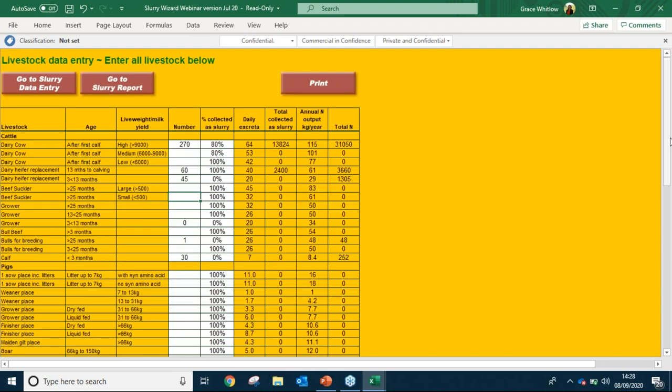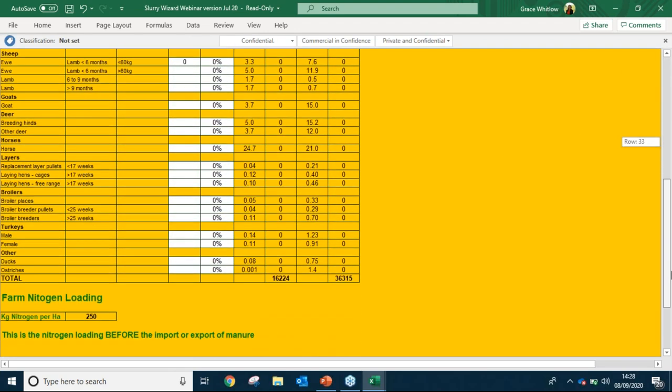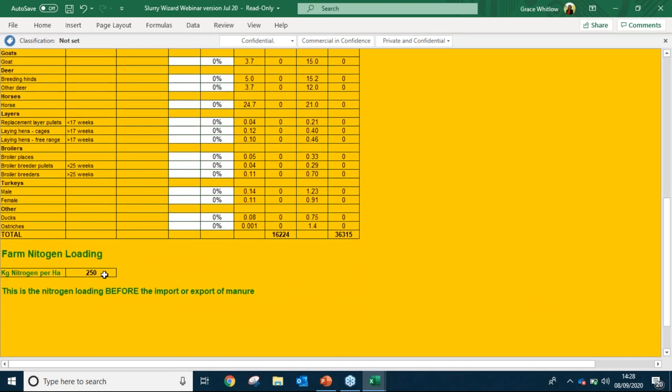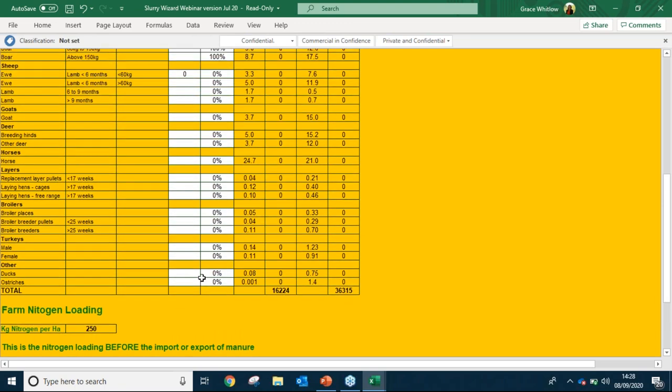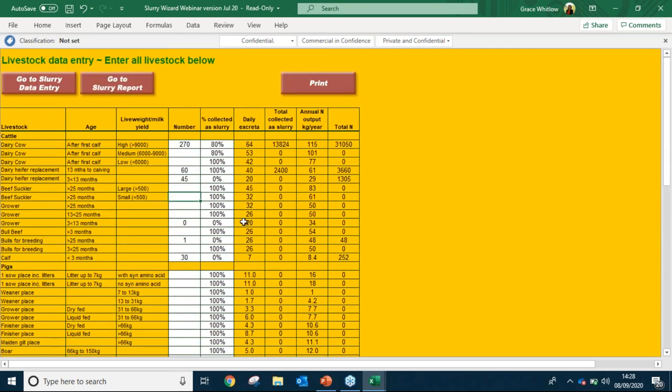I'm sure if we go back to the livestock entry page, our kilograms per hectare is now a problem to us. We've now got 250 kilograms a hectare, so we have to address that. We may need to apply for a derogation, if one might be available, or we need to think about exporting slurry or getting hold of some extra land somewhere. So that can be explored there.